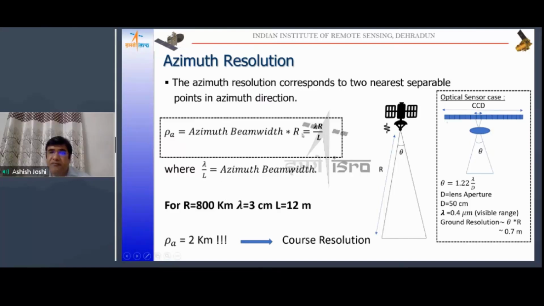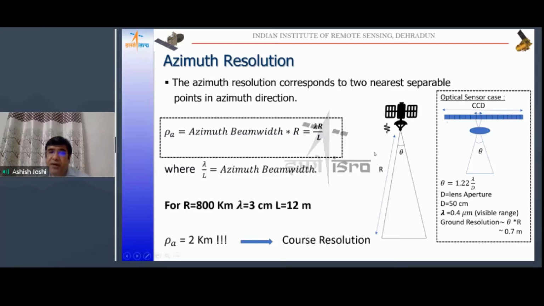From this formula, if we put R equal to 800 kilometer, meaning a space-borne satellite in low Earth orbit, lambda as 3 centimeter for the C-band SAR, and the antenna length L as 12 meter, how much azimuth resolution are we getting? Around 2 kilometer, which is very coarse.